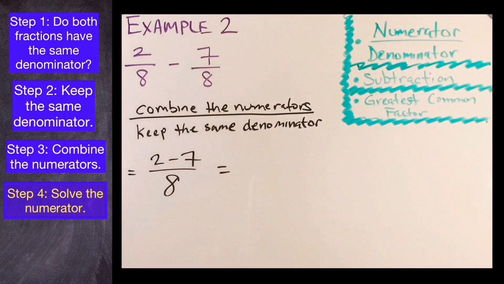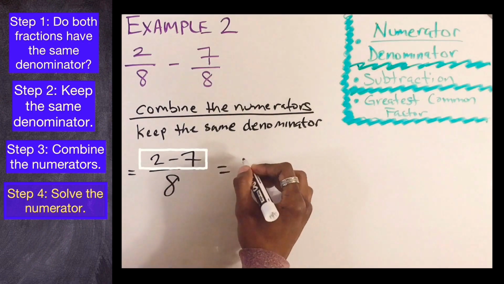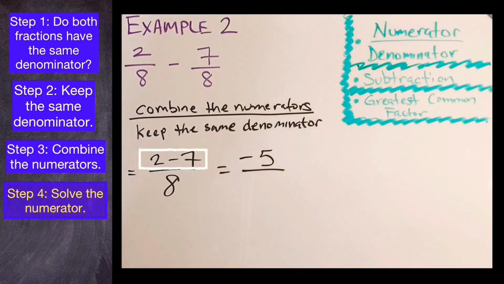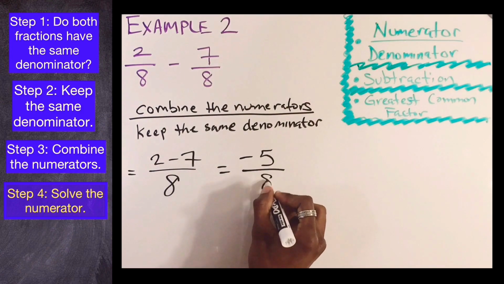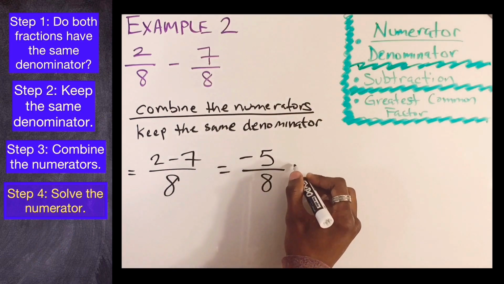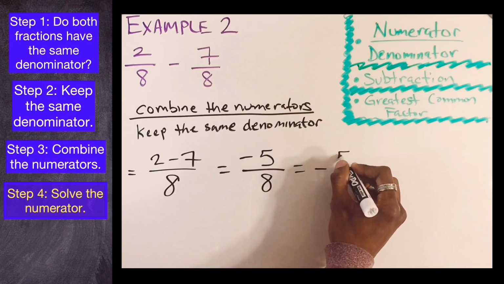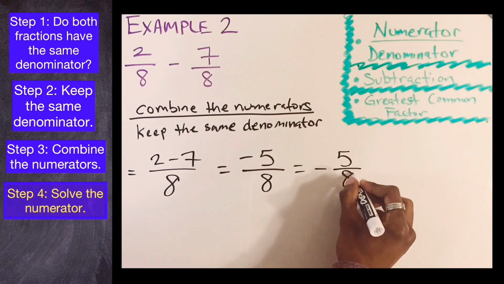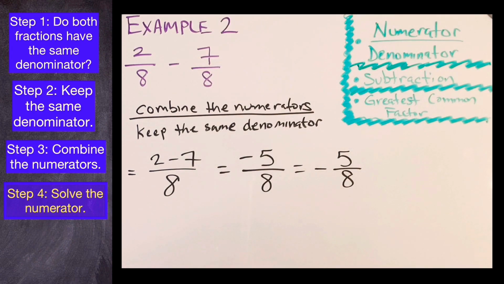So we'll put our equal sign, and we'll say that 2 minus 7 is going to be negative 5. And we're keeping our denominator, which is 8. Now, what I like to do with this is understand that if one number in the fraction is a negative, that means the entire fraction is a negative. So what I usually do is I would move this negative right beside the fraction instead of having it as part of the numerator. So now we have a negative 5 over 8.